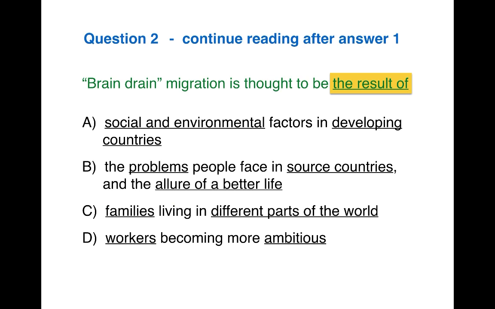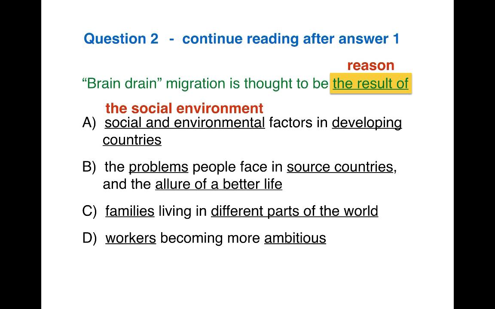Brain drain migration is thought to be the result of... We found a whole paragraph about the reasons for the brain drain. Then, if you put answer A, social and environmental factors in developing countries, maybe you chose that one because of the words the social environment. However, this is wrong. The social environment doesn't mean the same thing as social and environmental. The social environment is the social factor only, the social situation, whereas social and environmental are two separate factors.